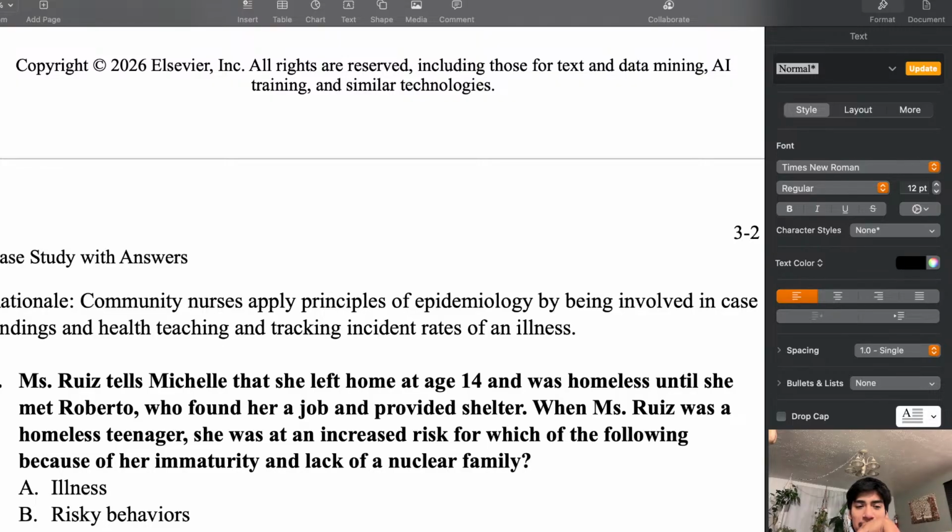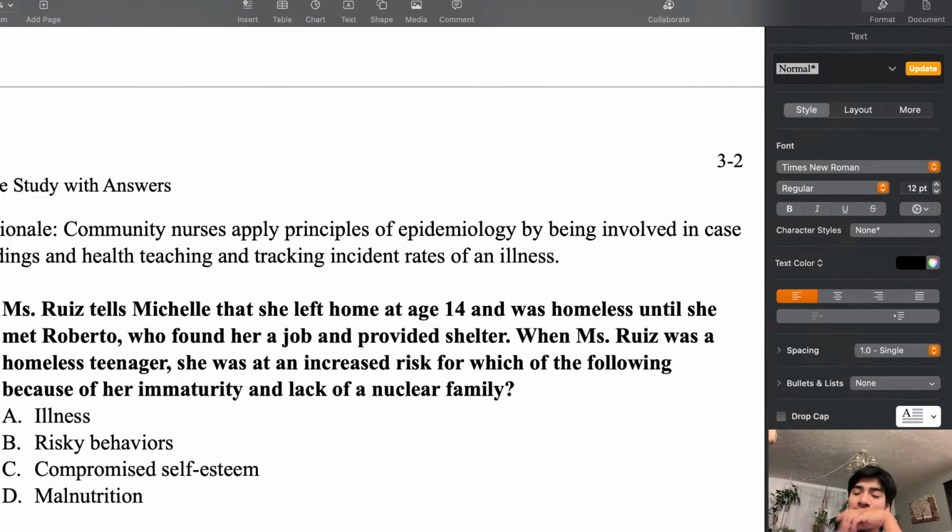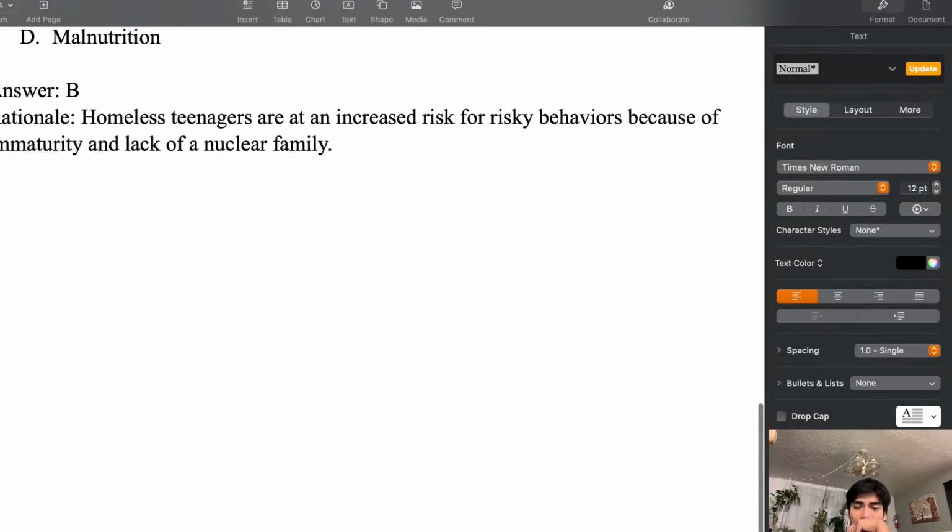I'd say risky behaviors. Yeah, because of the immaturity, they're going to be risky. And I think of like substance abuse right now, and we're learning, I guess next week we're going to be learning about how teenagers are exploring and just do risky stuff. Oh, okay, that was it.